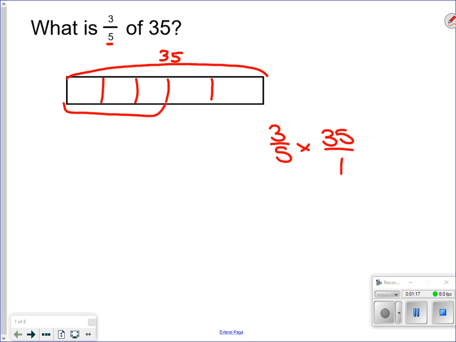So before you start wanting to interrupt me with what you figured out that I didn't ask you to do, don't tell me. What you want to do is figure out what is 1 unit. If the total is 35 and I have 5 sections, what is the value of 1 section?